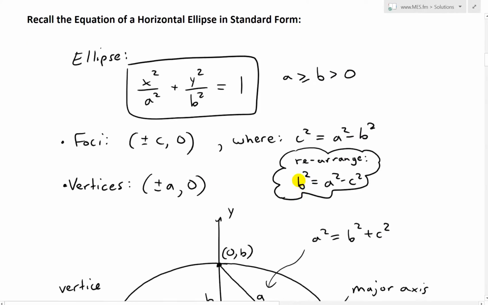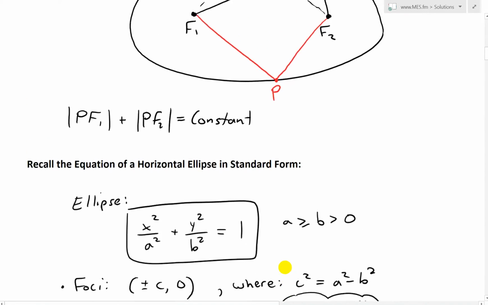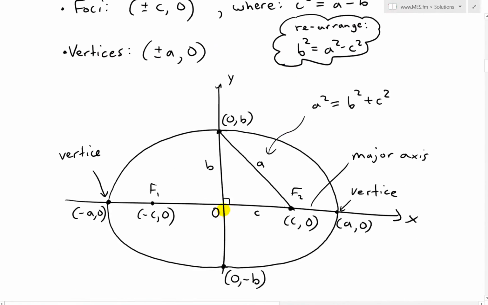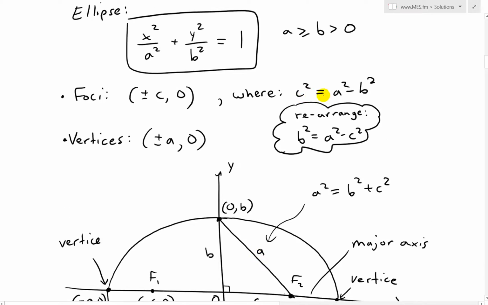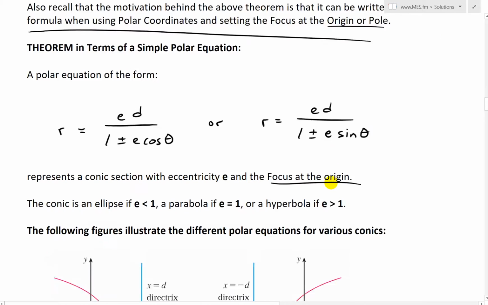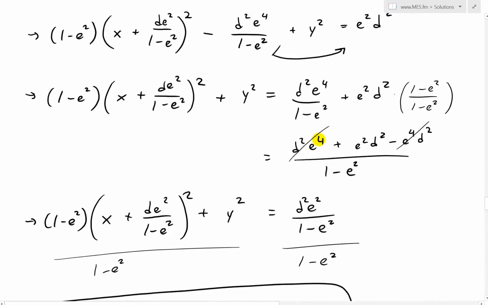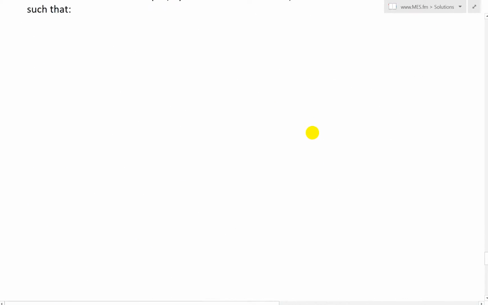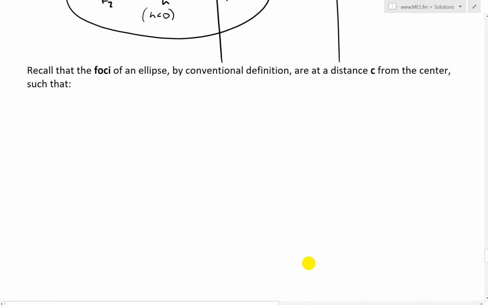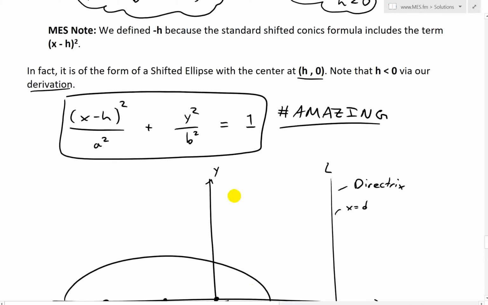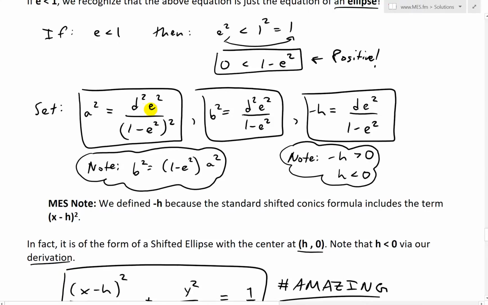So recall that c is the distance across from the center. It's going to be plus or minus c and 0, so distance c, like that. And also where c squared equals a squared minus b squared. That is the relation between c, a, and b, and I'll show you it's actually the same thing for the unified theorem. So what we'll do with our distance c is c squared equals a squared minus b squared.